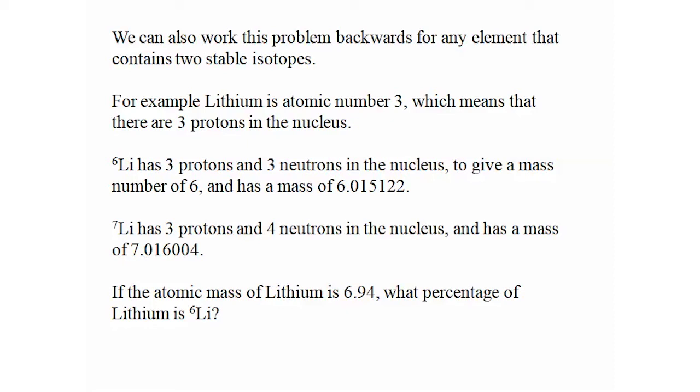Lithium-7 therefore must have 3 protons and 4 neutrons in the nucleus to give it a mass number of 7, and it has an elemental mass of 7.016. If the atomic mass of lithium is 6.94, what is the percentage of lithium that is lithium-6?